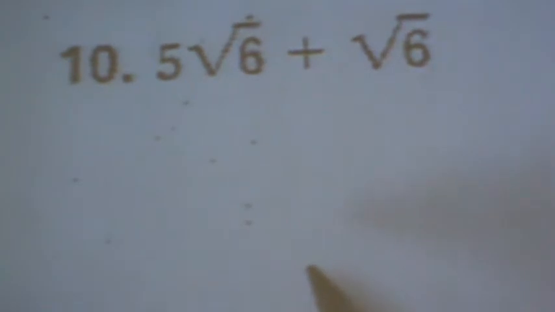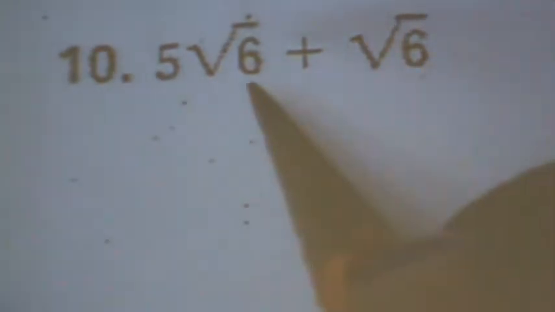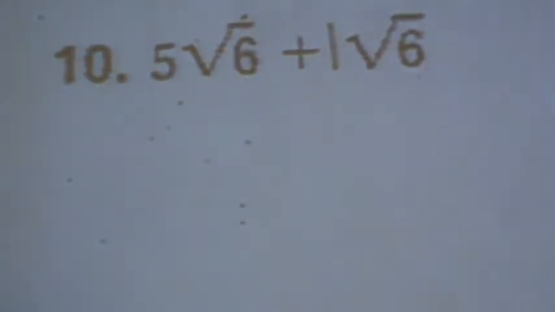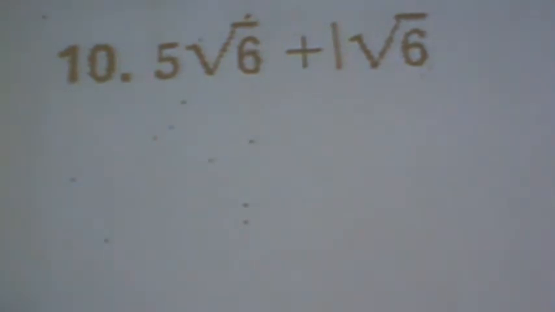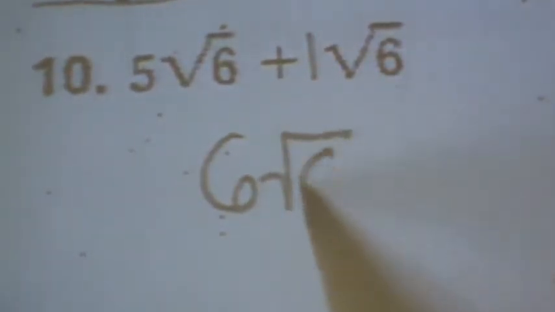So, number 10. Can I simplify this? Is it possible? Yes. These are both square root and they're both 6s. So what is the coefficient in front of that? It's a 1. So can you tell me what 5 root 6 plus 1 root 6 is? 6 root 6. So you added these, 6 root 6. Good job.